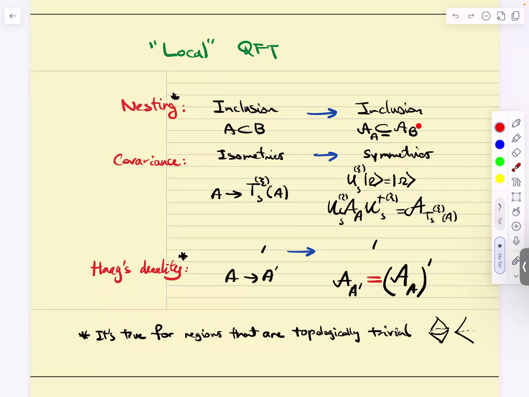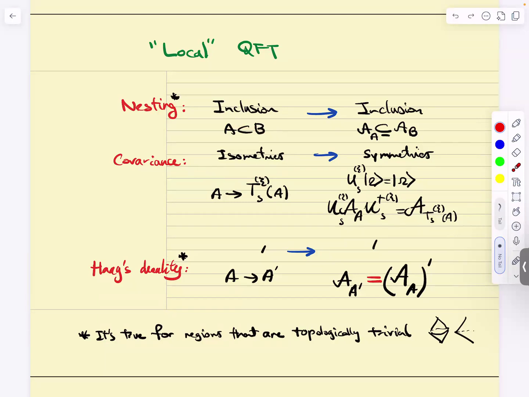There is a notion of inclusion for algebras, a subalgebra. If a region is inside another region, and I'm talking only about causally complete regions, say for example wedges or double cones, then if this is inside B, the algebra associated to this is a subalgebra of that. That's what we would like. It's called nesting. You would like covariance to be true.